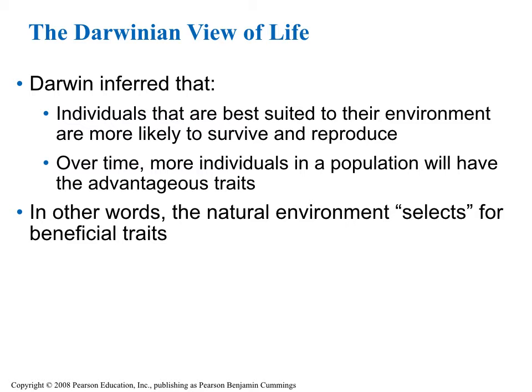Only those finches that had the larger beak size could survive. So then those finches would pass on their genetic code, while the smaller beak-sized finches died out. And so in the current population, you no longer see this small beak size, you only see the large beak size. And that is again because the natural environment selects for the beneficial trait.